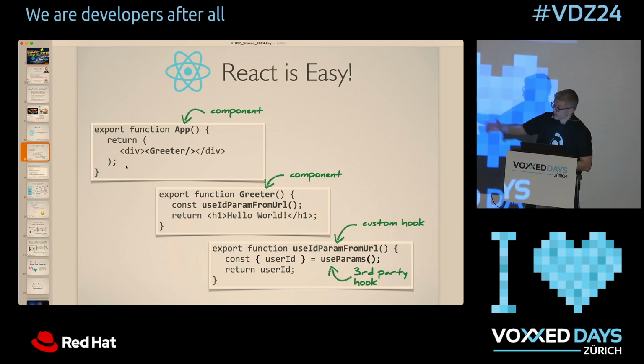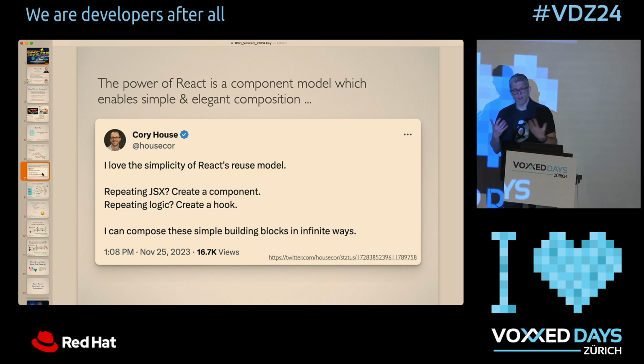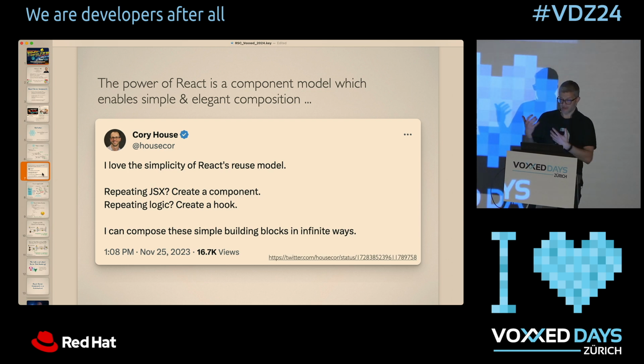React has a composition model. I have an app. The app uses a greeter. The greeter has the possibility to use some hooks, and I am using these composition models. I think that's the strength of React. We have this very elegant composition model, composition of components, composition of hooks. They create a very easy and powerful programming model that made React as strong as it is today.